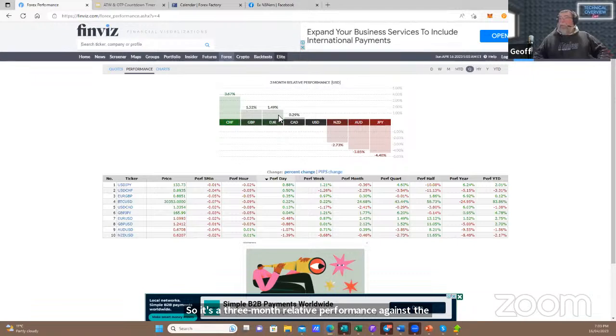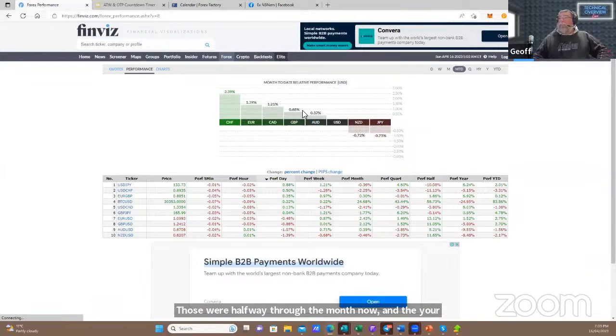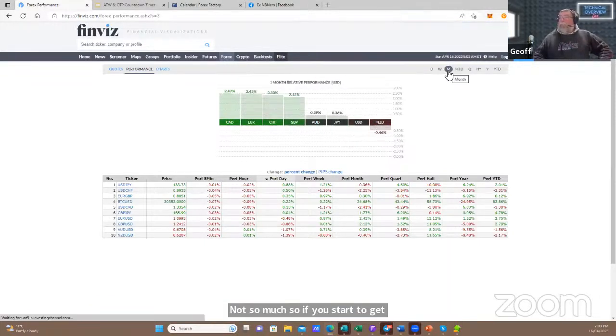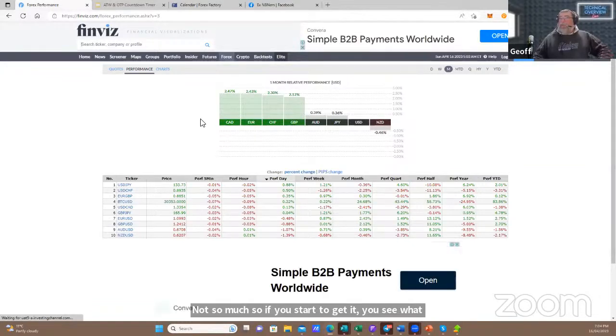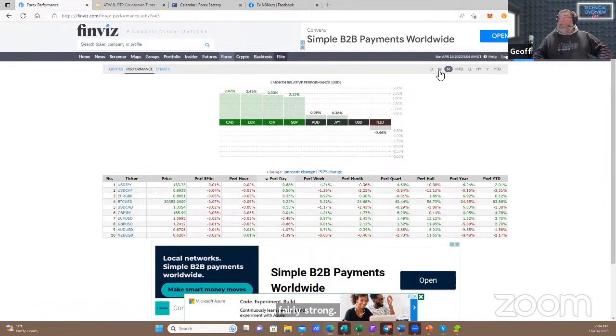And you can see that the Swissy, the pound, and the euro and the CAD are positive against the dollar, whereas Kiwi, Aussie, and the hapless yen is dragging the chain. And then I'll zoom in a little bit and go to the month to date. Of course, we're halfway through the month now. And the Swissy, euro, CAD, pound, Aussie are all positive against the dollar. Kiwi, yen, not so much. So you might start to get a picture or a theme going on there. And the theme that I'm seeing mostly here is that the CAD is fairly strong against the dollar, the Kiwi and the yen reasonably weak comparatively.